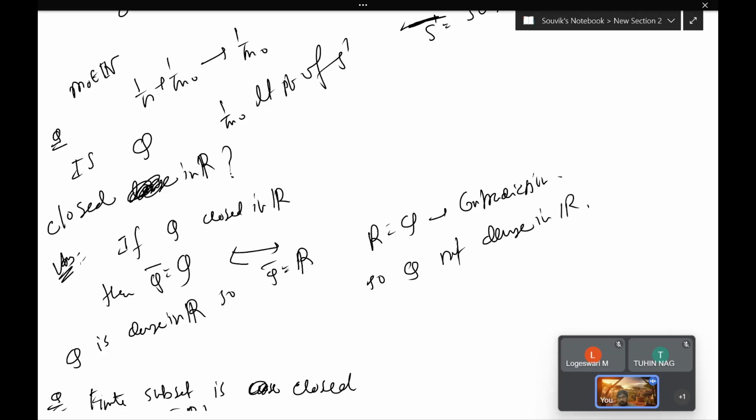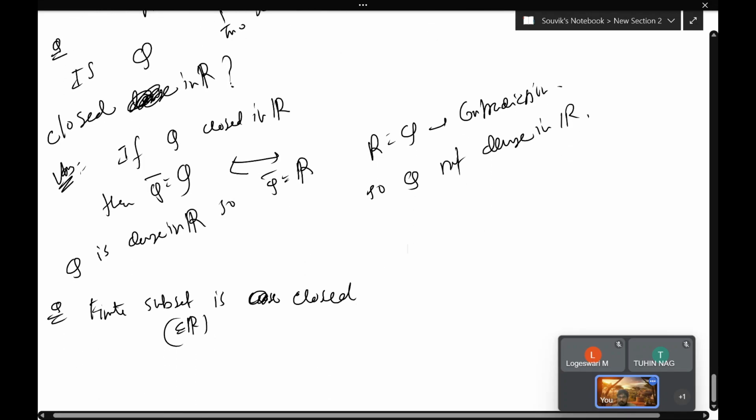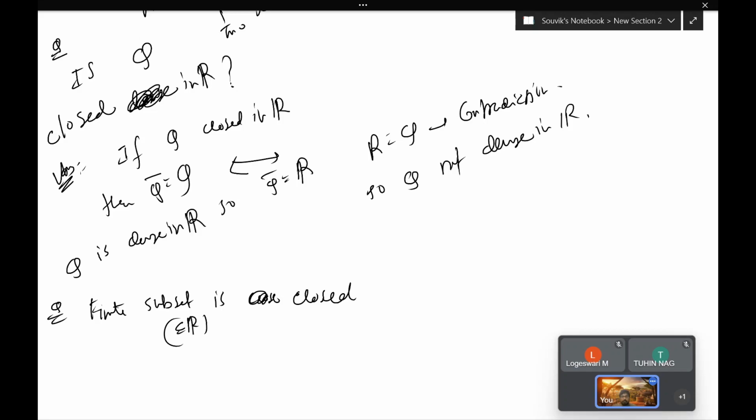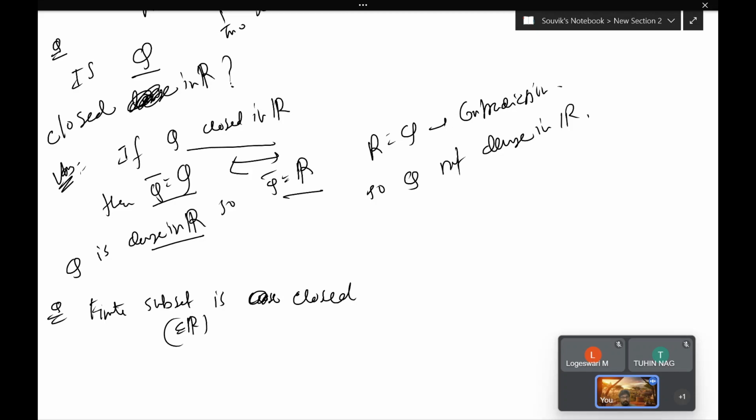Here we need to check whether Q is closed in R. If Q is closed in R, then Q closure equals Q. It has to be. But since Q is dense in R, Q closure equals R. So together this gives R equals Q, which is a contradiction. So Q is not closed in R.